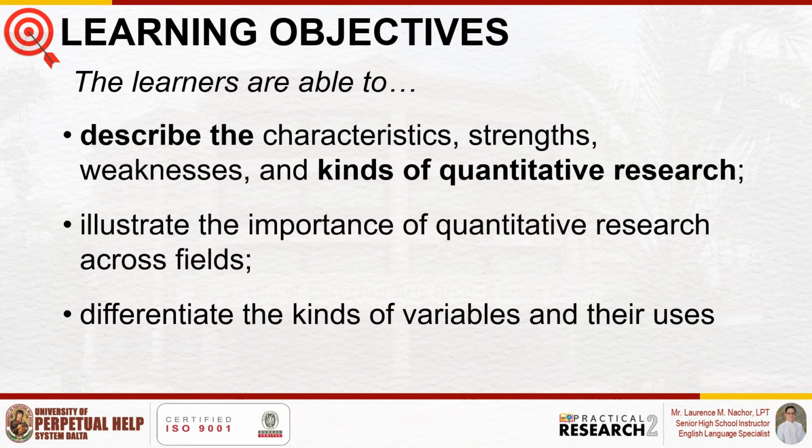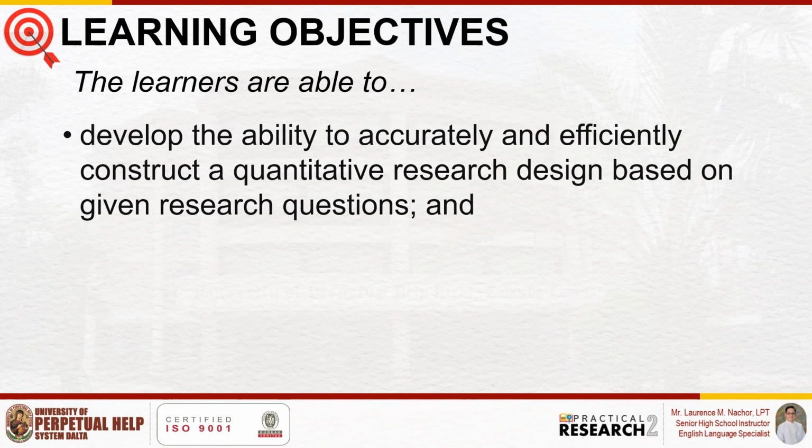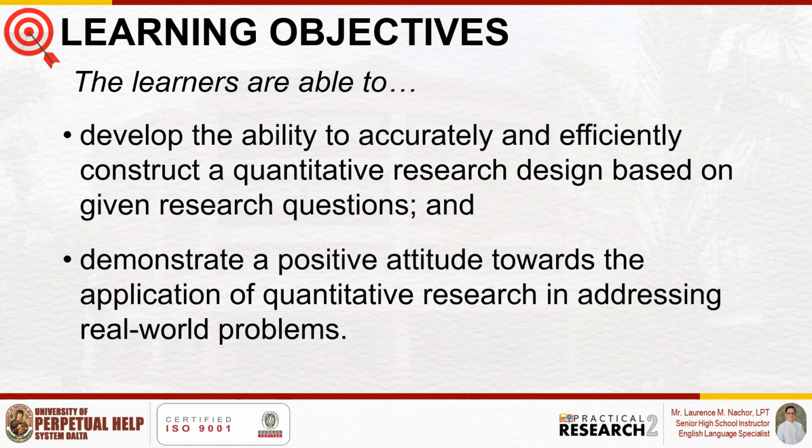Now let us have our learning objectives. By the end of the session, you are expected to describe the various kinds of quantitative research, illustrate its importance across fields, and distinguish between and among different types of variables and their uses. Moreover, you will develop your ability to construct a sound quantitative research design and demonstrate a positive attitude in applying research to real-world situations. These objectives will guide our learning journey today.